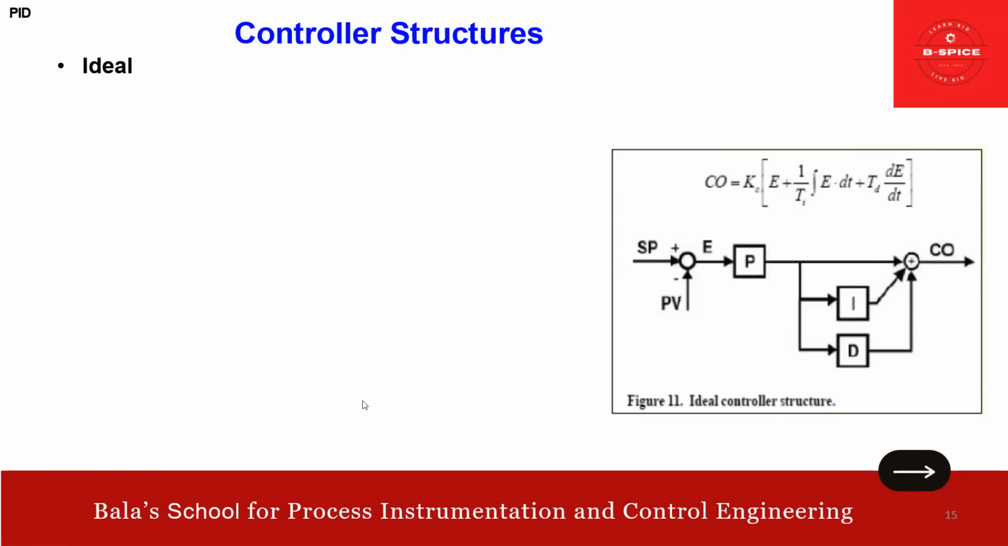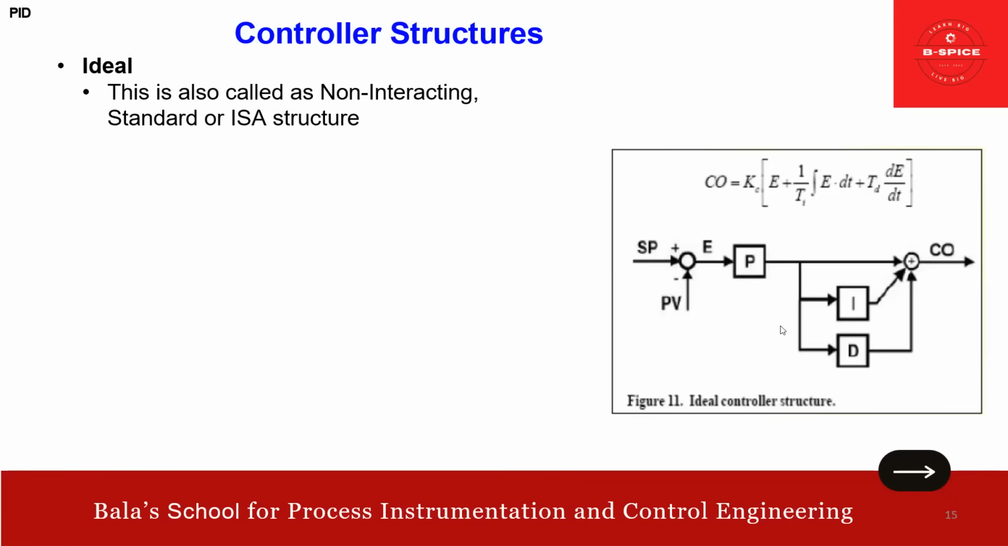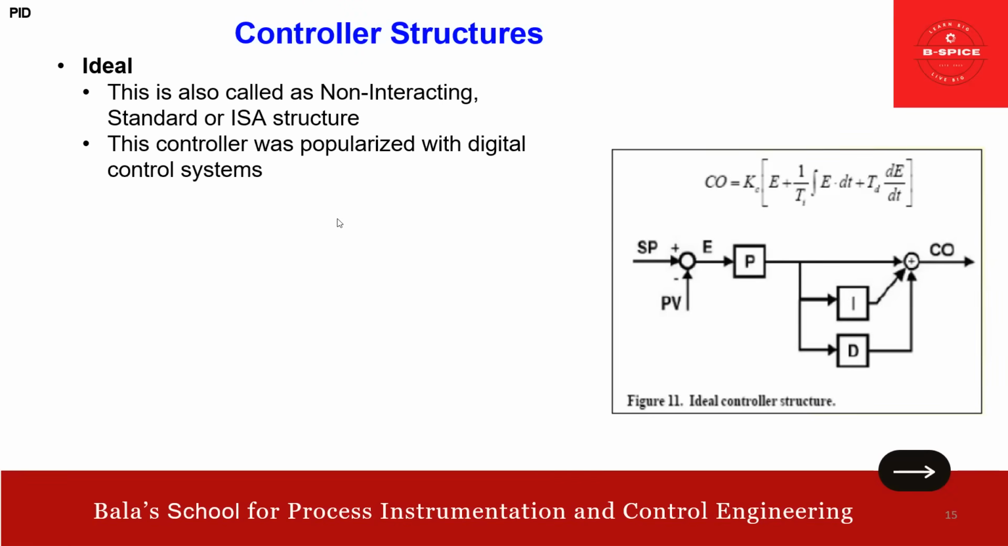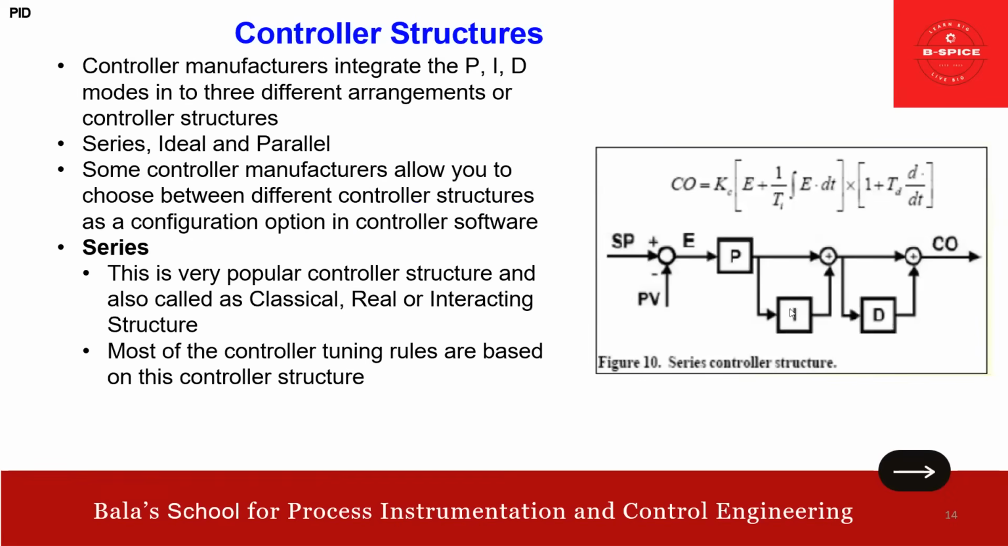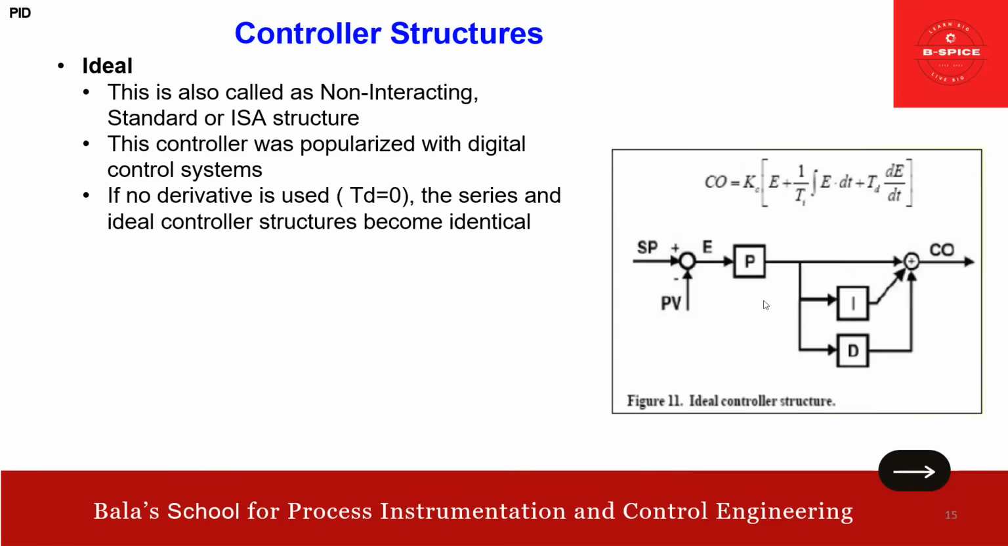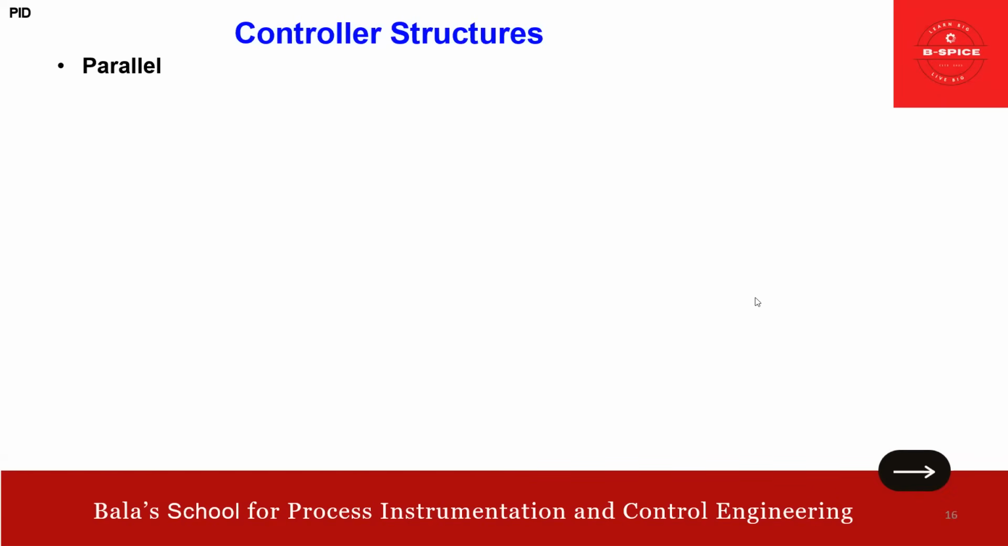Then the second one is ideal. What is this ideal? You can see here, this is also called the non-interacting, standard, or ISA structure. This was popularized with digital control systems, and it is very popular nowadays. If no derivative is used, meaning TD is zero, then the series and ideal controller structures become identical. See, the derivative is not there, so this is almost like the series one. So that is about the ideal.